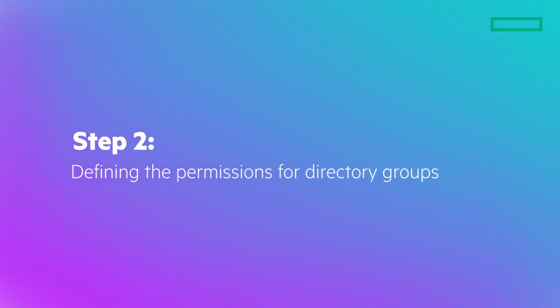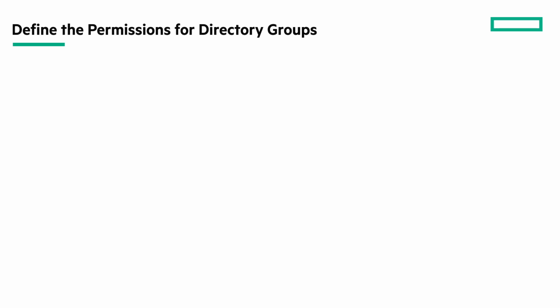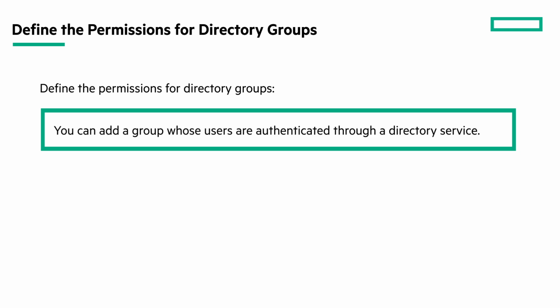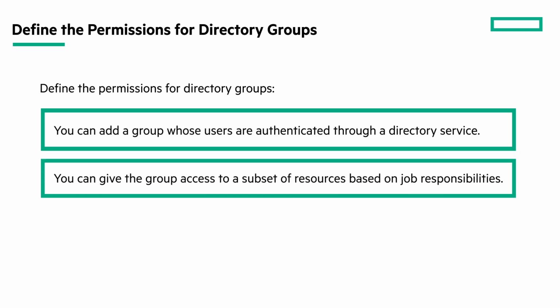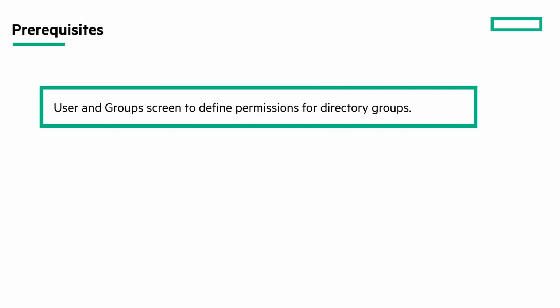Let us start with step 2, defining the permissions for directory groups. After an Active Directory service is added, you must define permissions for directory groups. You can add a group whose users will be authenticated through a directory service. You can give the group access to a subset of resources based on job responsibilities. Now let us see how to use the user and group screen to define permissions for directory groups.